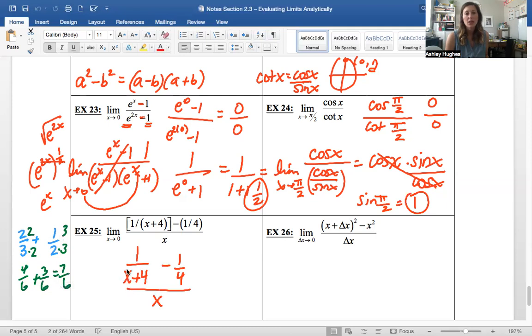So x plus 4, I'm going to multiply the top and bottom by this one. And then over here, I'm going to multiply the top and the bottom by x plus 4.